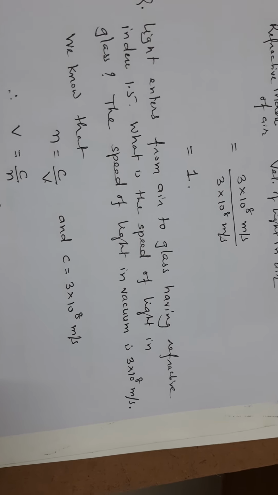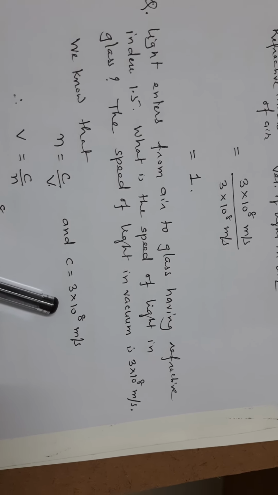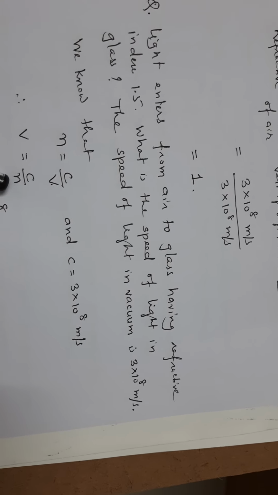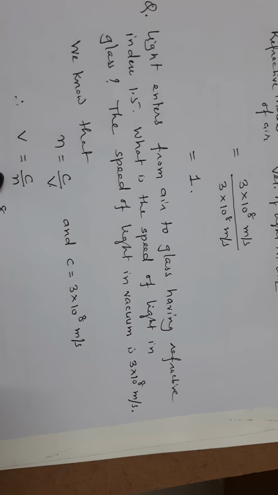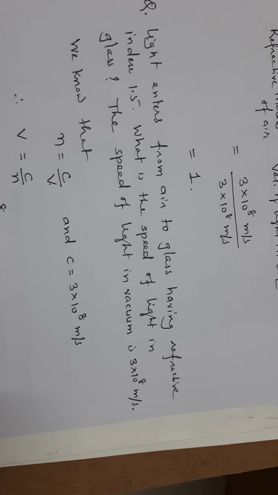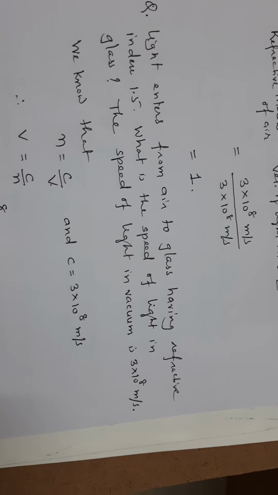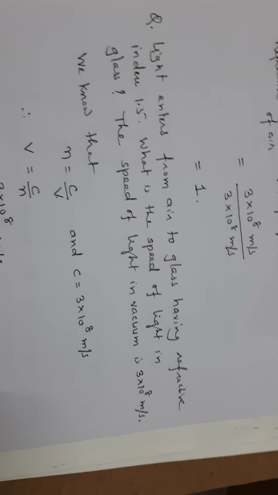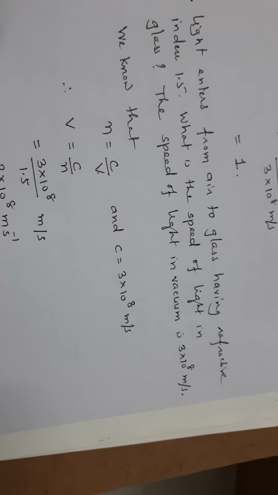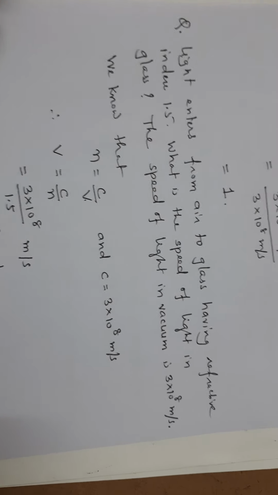Now we know that n is equal to c upon v, where c is 3 into 10 raised to 8 meter per second. So v is equal to, if I take v over there, this n will come down. So c upon n. So 3 into 10 raised to 8 upon 1.5. If I simplify this, I will get 1.5 into 2 is 3. So 2 into 10 raised to 8 meter per second. That is the speed of light in glass as per this particular given numerical. So such numericals can be asked in examination.